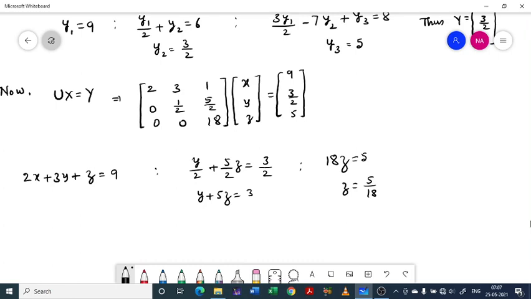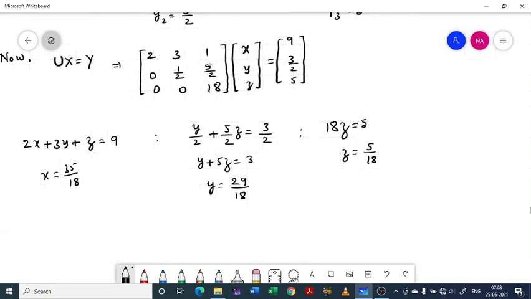Substituting for z here, we will be getting 15 by 18. Taking this side, 3 minus 15 by 18, and you can check that 29 by 18 will be the value of y. Substituting the values of z and y in this equation, we will be getting finally, I am writing just the final answer, 35 by 18. So that is the value of x.